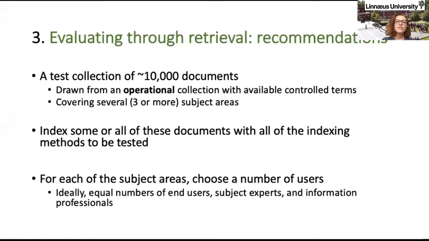So a recommendation could be to have a test collection of some 10,000 documents, ideally an operational collection with available control terms covering three or more subject areas so that we can compare again across subject areas. Then we index selected or ideally all of these documents with all of the indexing methods to be tested. So say different algorithms or different implementations of the same algorithm. And then for each of the subject areas, we choose a number of users who are ideally an equal number of end users, subject experts as end users, as well as information professionals.